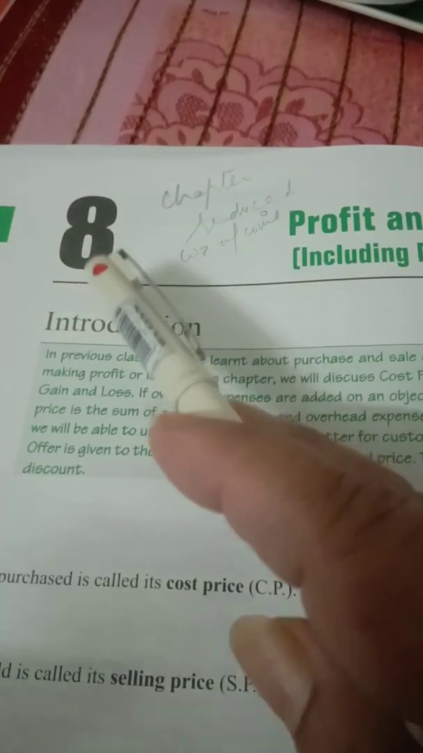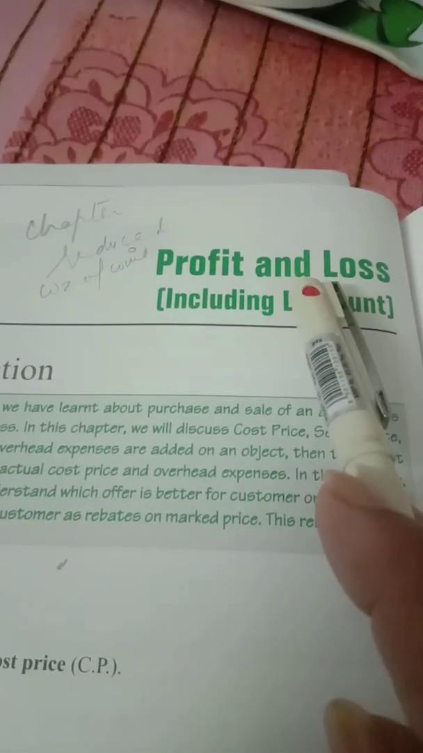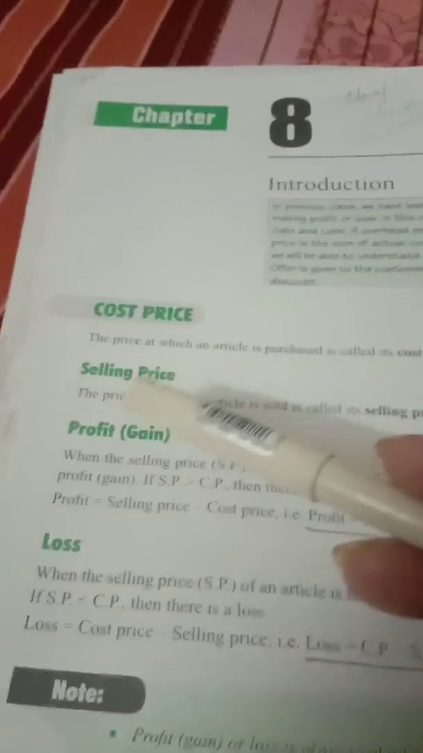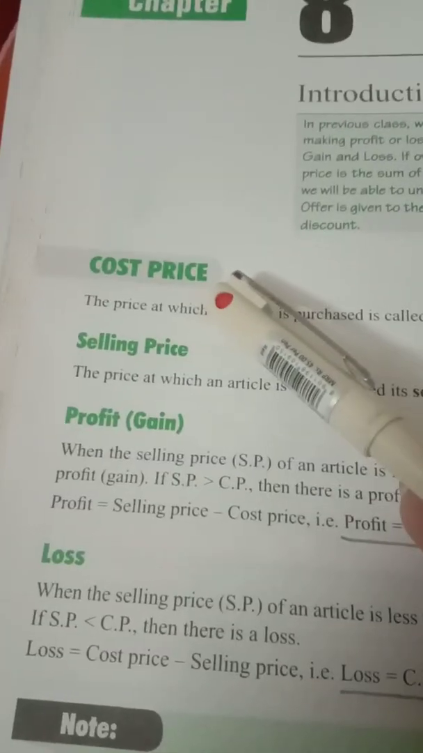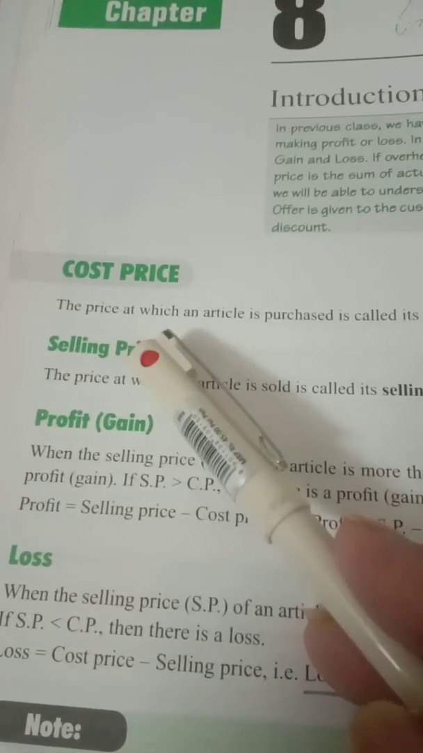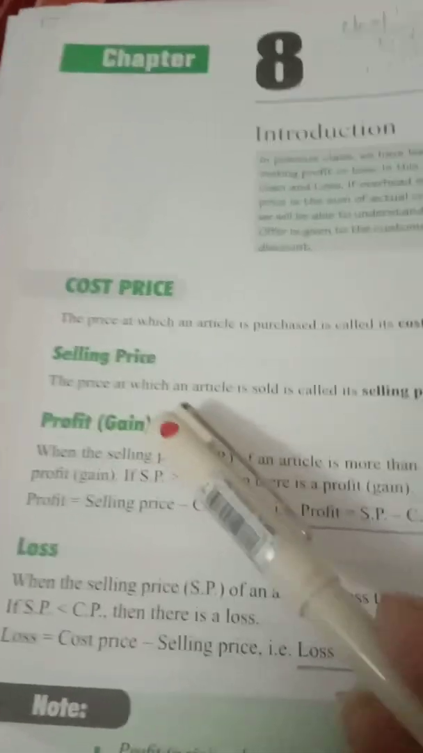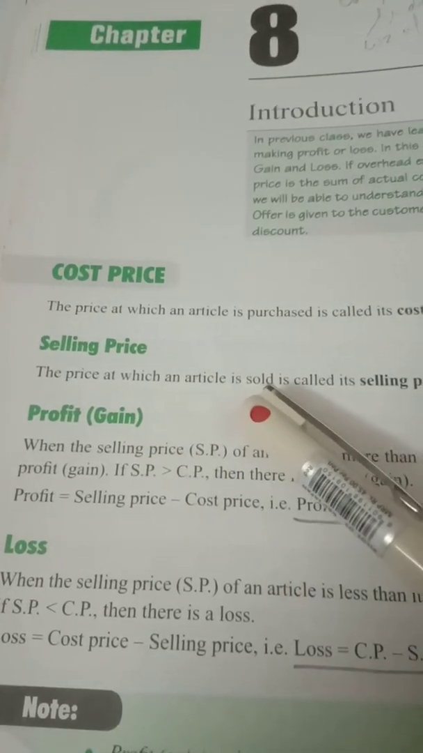Hello children, we'll start with chapter number 8, which is profit and loss. Before starting, we'll discuss the terms related to it. We have the first term as cost price, CP. It's the cost at which the goods are purchased. Selling price, which is SP, is the cost at which the goods are sold.